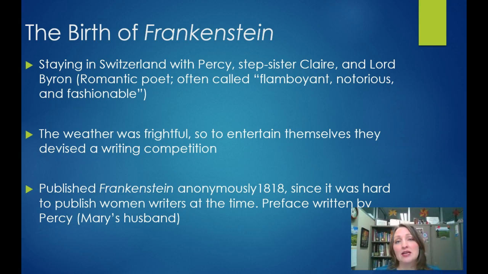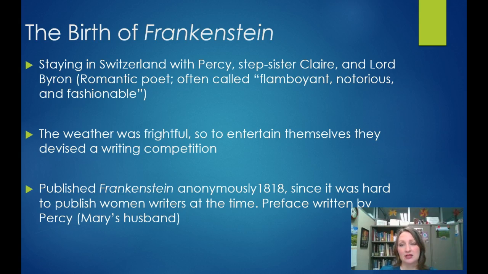So the birth of Frankenstein happened when she and her then husband, Percy, would go to Switzerland to spend time with friends. One of their friends was the notorious Lord Byron, also an author, also known for being somewhat of a player, if you will, who liked to have a lot of different relationships, and none of them really very formal or very long. And so they were staying at I think it was a guest house of some sort in Switzerland.